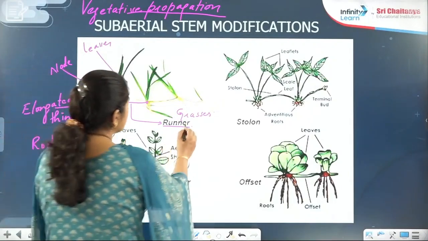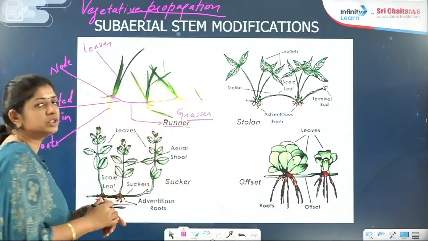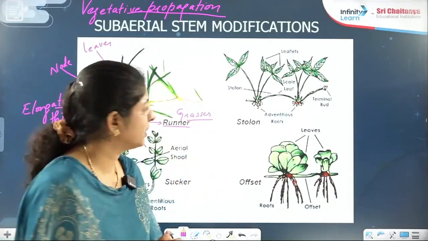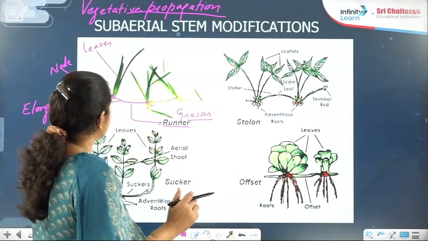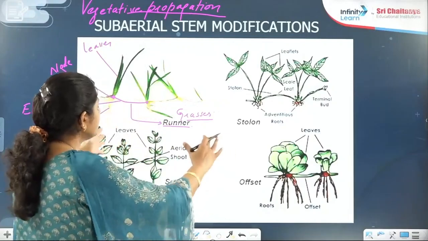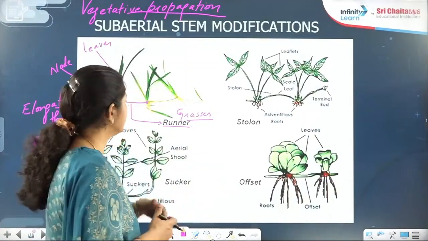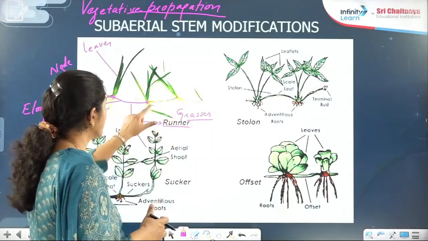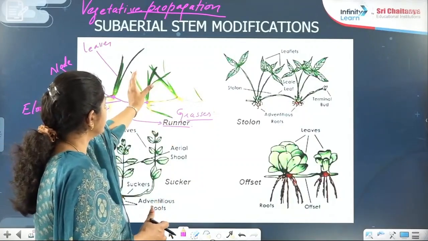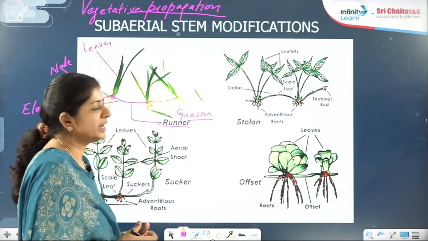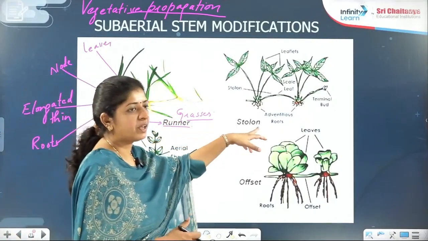Now I put the example just to start with, and you can easily compare them with each other, right? So runners are running on the ground and spreading in a new niche. Niche means the new region adjoining to that, where the grasses keep on growing. On the node part, the upper side will have the leaves, the downside has a tuft of roots, right? Now coming to the next thing, right?